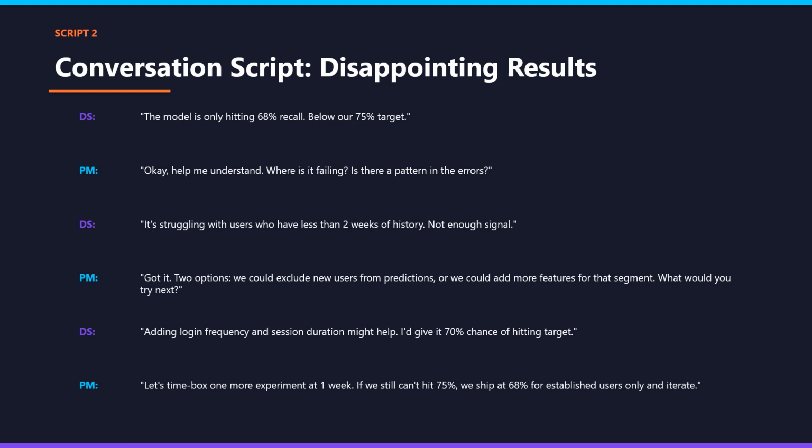Now you can problem solve together. Got it. Two options. We could exclude new users from predictions, or we could add more features for that particular segment. What would you try next? So they suggest adding features. You say, let's time box one experiment at 1 week. If we still can't hit the 75%, we ship at 68% for established users only and iterate. You made a decision, you set a boundary and defined a fallback plan as well. That's the PM leadership here.